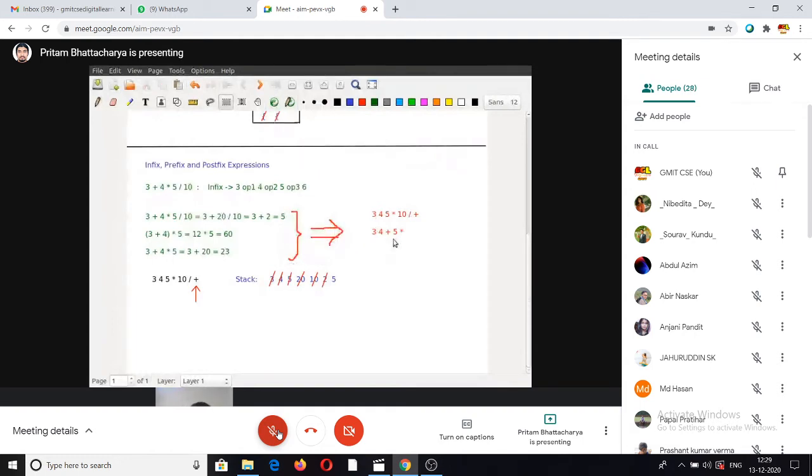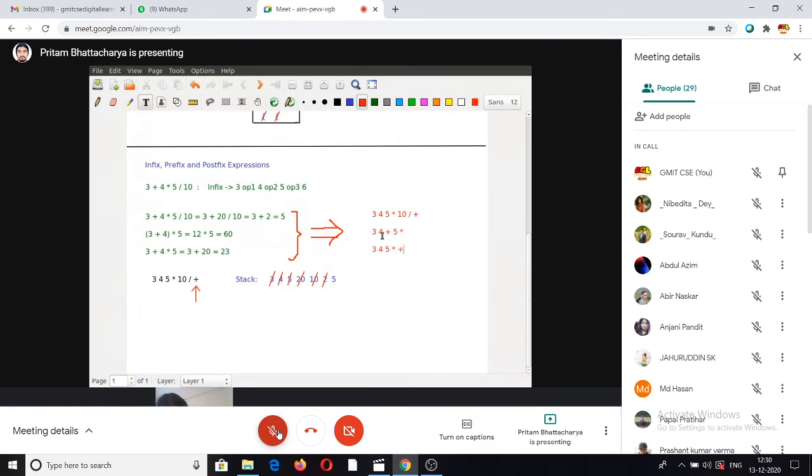Now, for the one with the parenthesis, the postfix expression was 3 4 plus 5 star. And if you don't have the parenthesis, then you can write it as follows. You can write 3 4 5 star plus. So this is the corresponding postfix expression. If you again apply the stack algorithm to evaluate, you will see both will evaluate correctly.